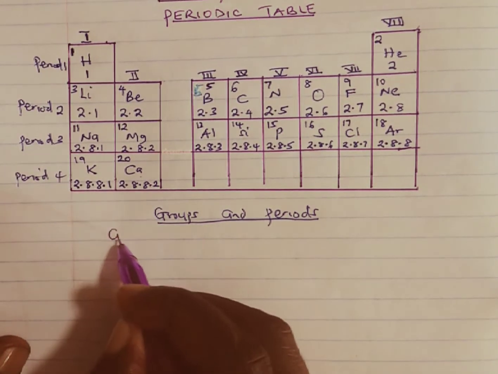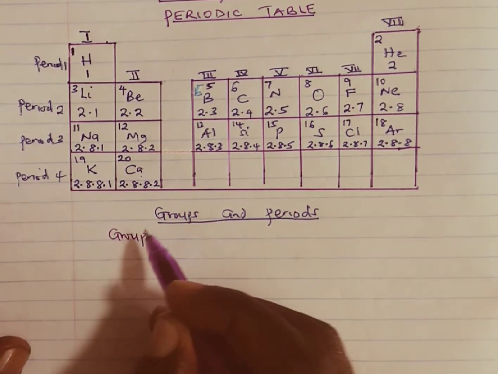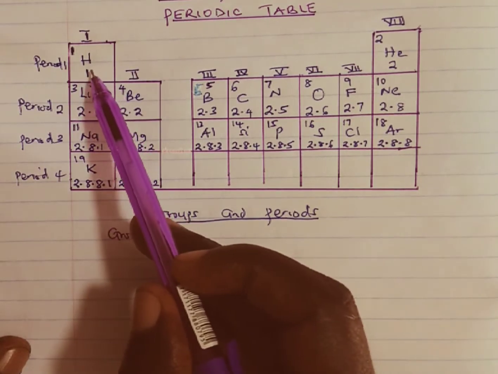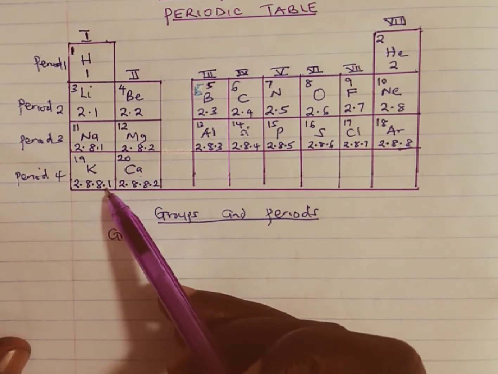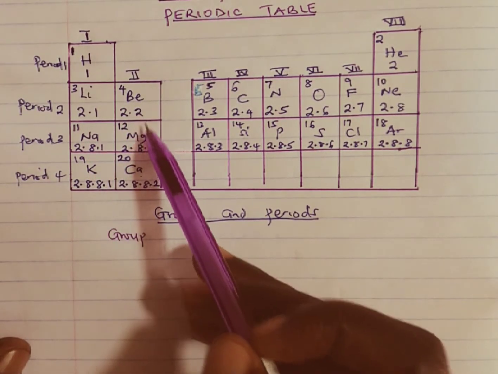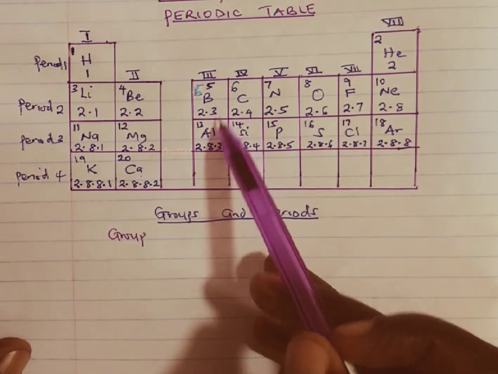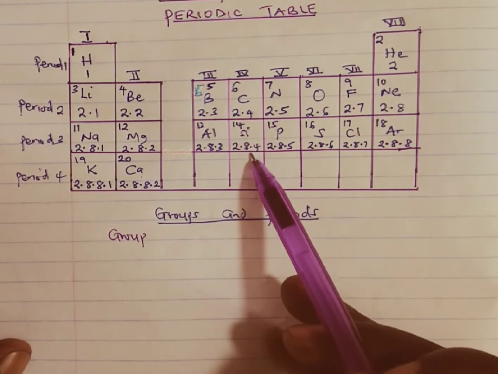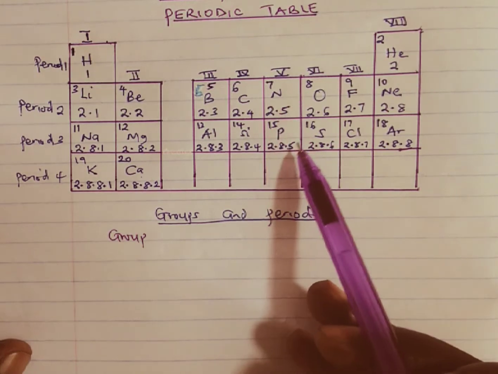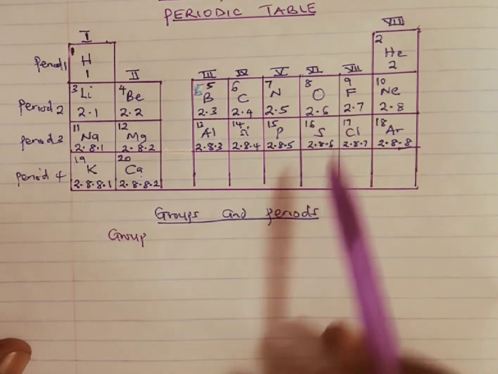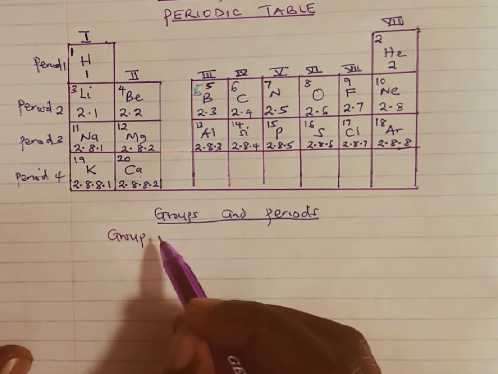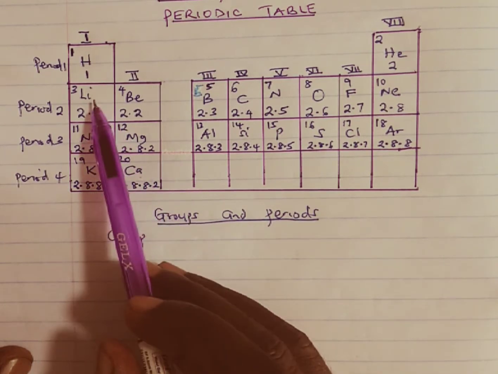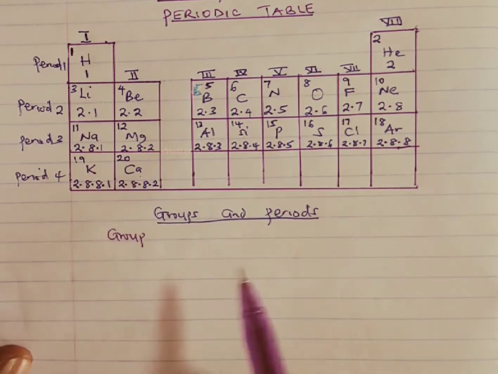So if you want to identify the group, you see all group 1 elements have 1 electron in the outermost energy level, all group 2 have 2 electrons, all group 3 have 3 electrons, group 4 have 4, group 5 have 5, group 6 have 6 in that particular order. So to identify the group, you look at the number of electrons in the outermost energy level.